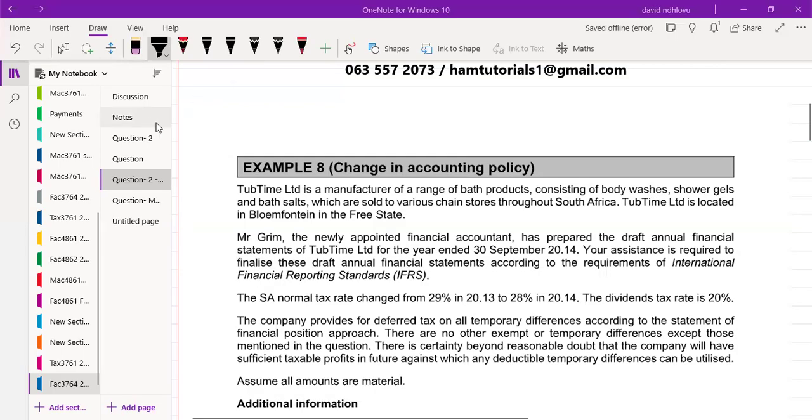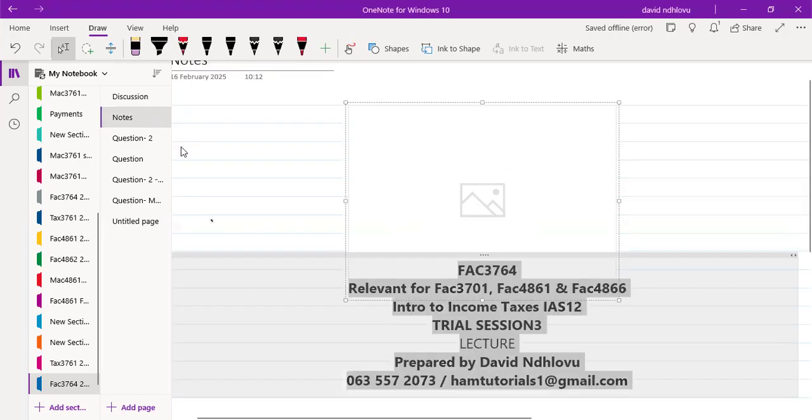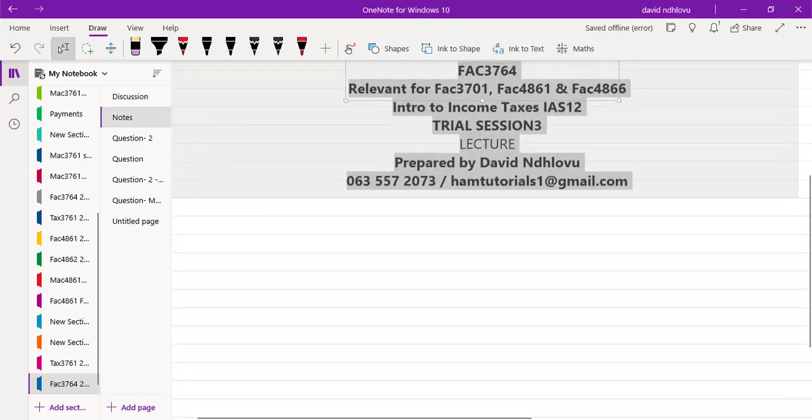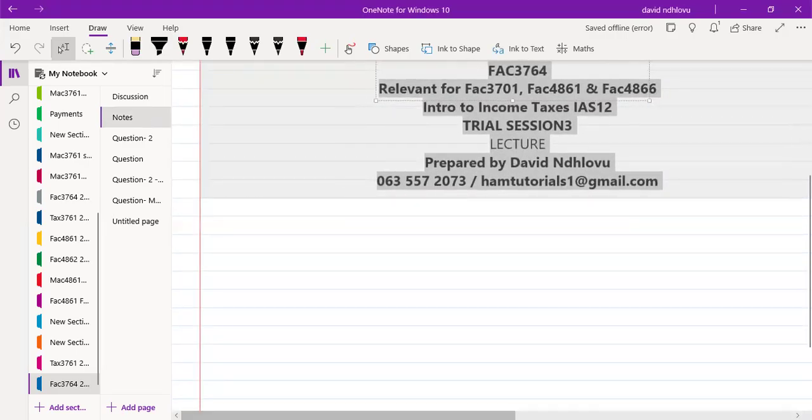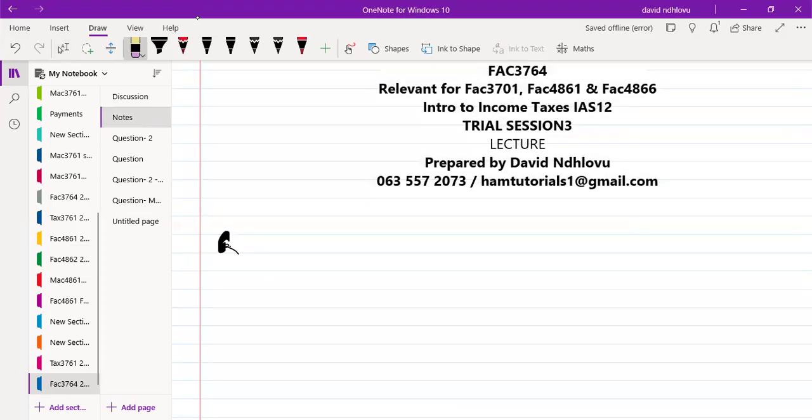Right, so I want to introduce something new to the work that we have done so far, but we are still continuing with the work, except that I'm going to add what is called change. I'm introducing something new called change in accounting policy.